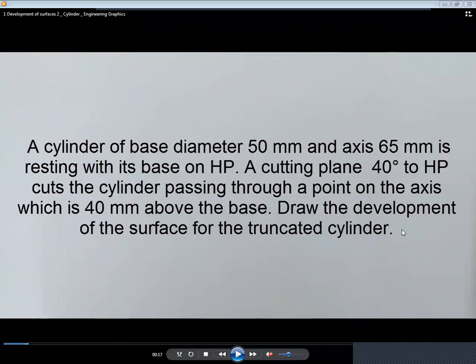Today we are going to study a problem on development of cylinder from the subject mechanical working drawing, that is MWM, of SY Mechanical.